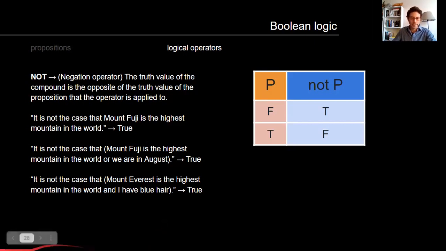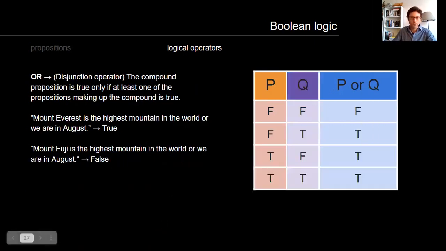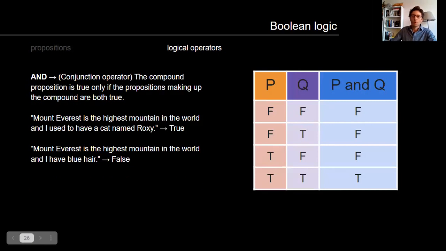Let me go back 2 slides now to the truth table of AND. Mount Everest is the highest mountain in the world, true, so P is true. And I have blue hair, false, so Q is false. So we have true and false, and true and false gives a false result.